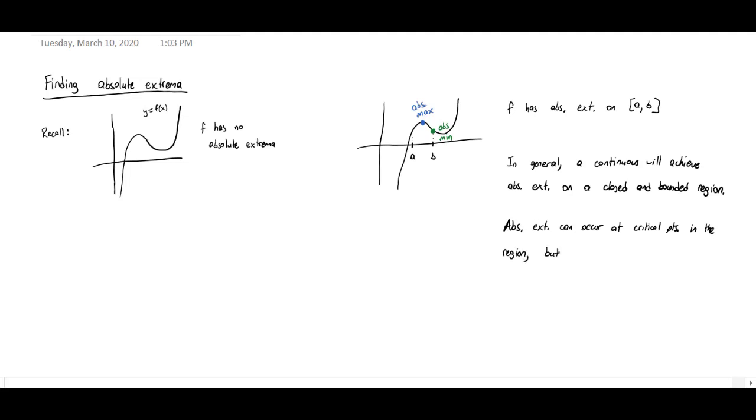But notice that here my absolute minimum does not occur at a critical point. The slope at this point is not 0, so it was not a critical point. What's happening is my absolute minimum occurs at the boundary of our region, at one of the endpoints of our interval. So absolute extrema can also occur on the boundary of the region.